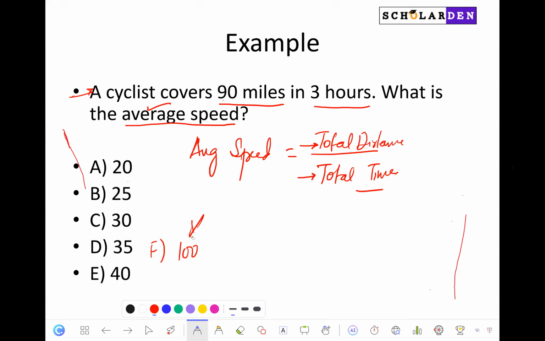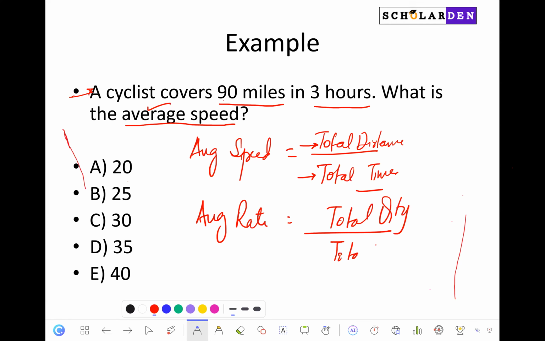And that is why, as I said, it is important that this connotation of what the average speed is asking of us is considered. Okay, so now for the average speed, the formula is the total distance over total time. So for example, the average rate is the same. That would be the total quantity, any quantity, over the total time it takes to perform this sort of activity or this sort of work.